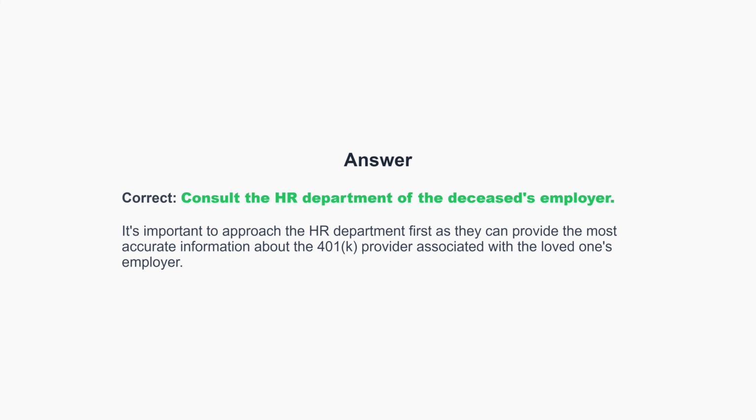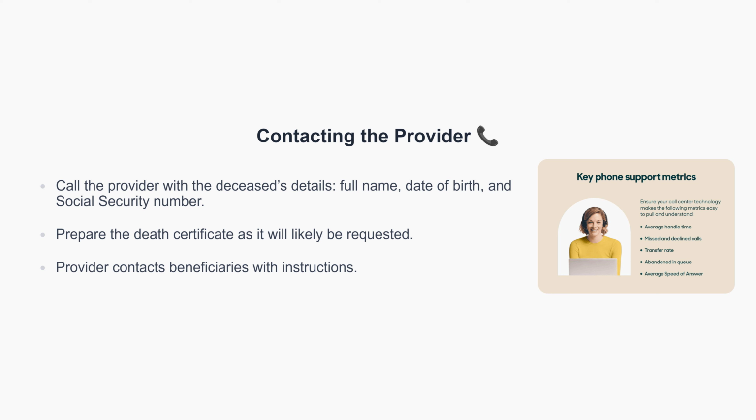The correct answer is to consult the HR department of the deceased's employer. They have the records and access to information that can help you determine the 401k provider. Once you have identified the 401k provider, the next step is to contact them.